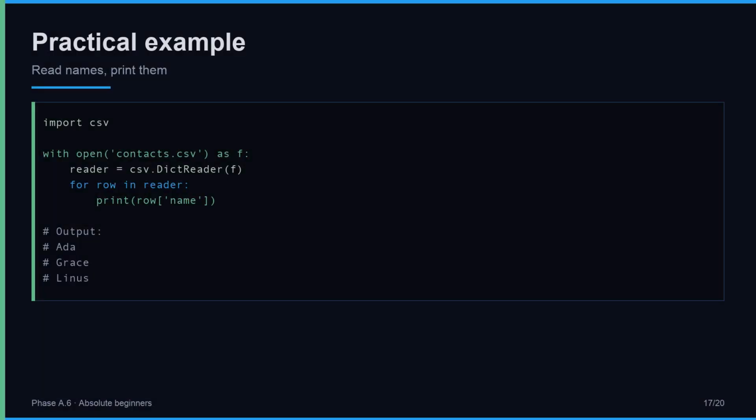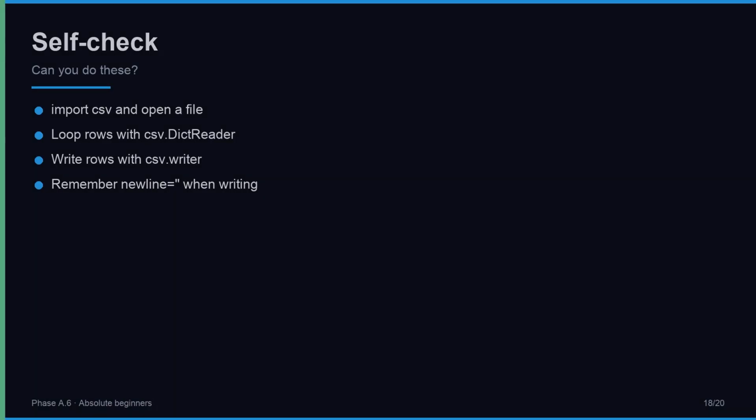Let us tie it together with a practical example. You have a contact CSV and you want to print every name. Import csv. Open the file. Create a DictReader. Loop over it. Print row, square brackets, name. 5 lines of code, and you have walked an entire file. This is the exact pattern you will use again and again. Read a CSV, pull out the fields you care about, do something with them. Everything else in this lesson is a variation on this small core. 5 real lines.